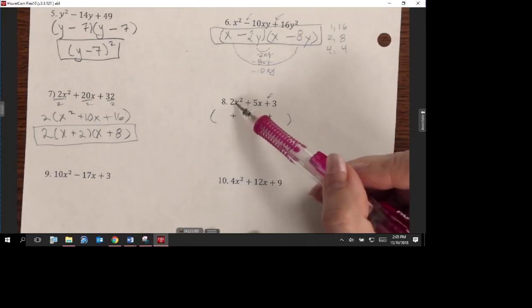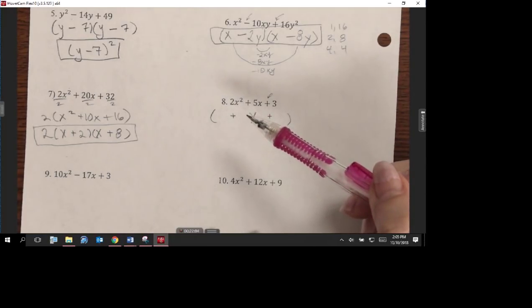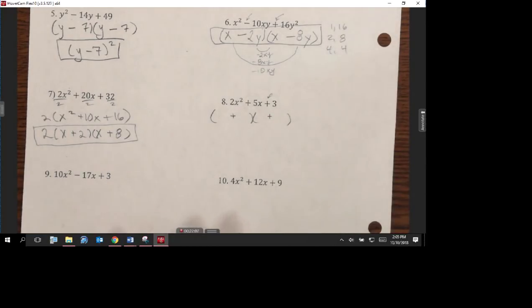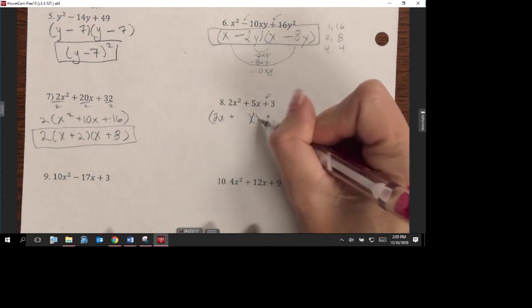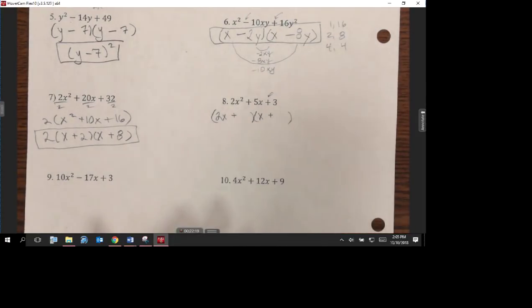Now when I look at this 2x squared, there's only one option I have to multiply together to give me 2x squared. 2x times x. That's it. 2x times x. That's the only thing I can multiply together to give me 2x squared.